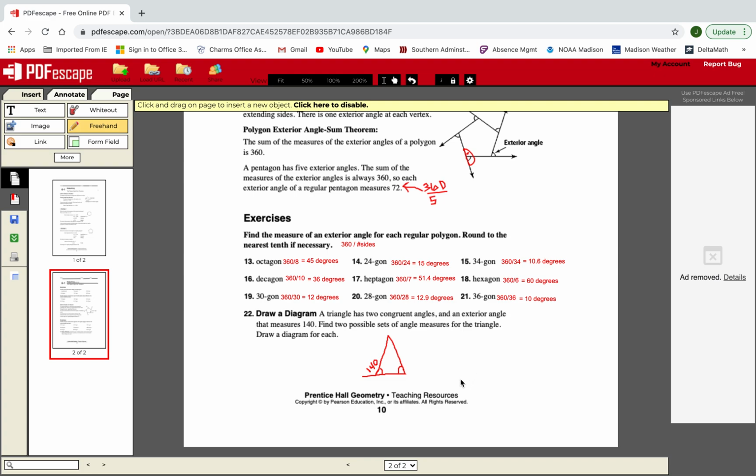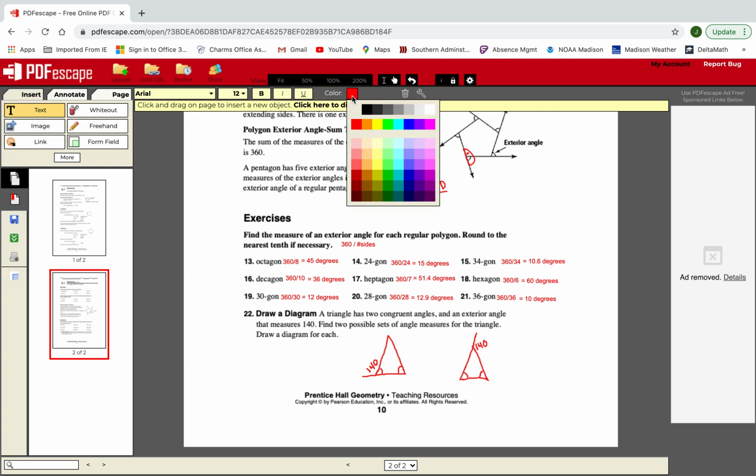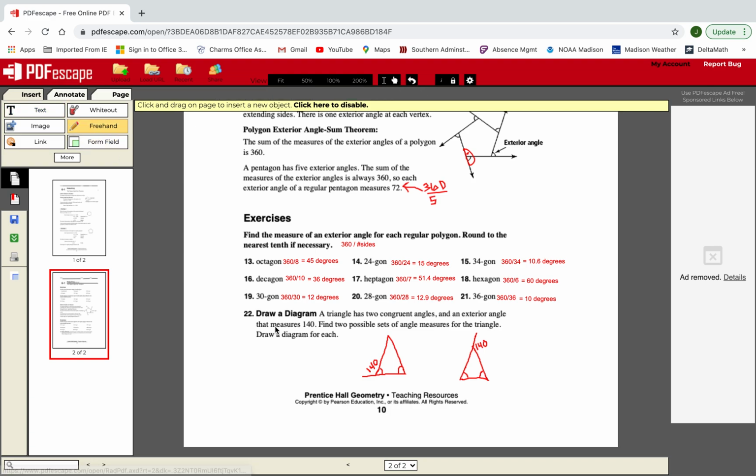The other situation is where you still have the same isosceles triangle, but the exterior angle comes off of the vertex angle, not off of one of the base angles. Then we need to look at how to do the math on this. I'm going to switch colors to do that math. I don't have much time here.